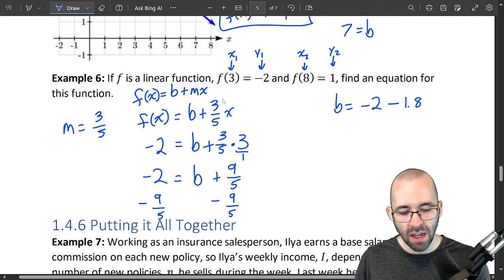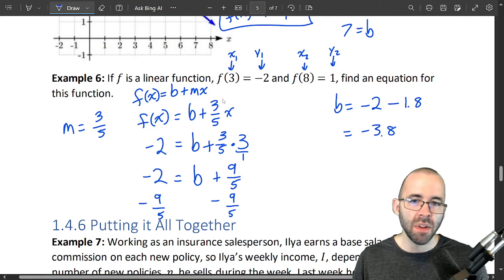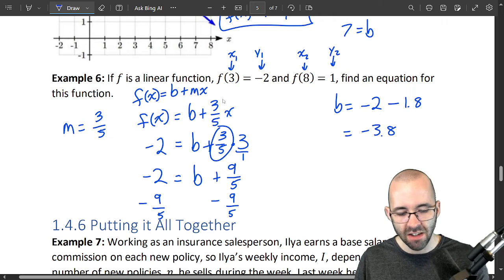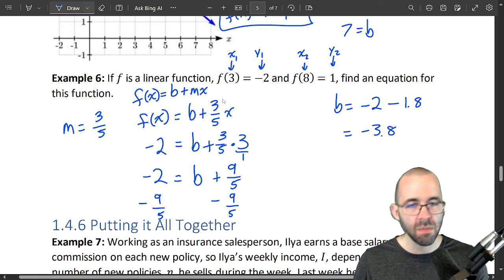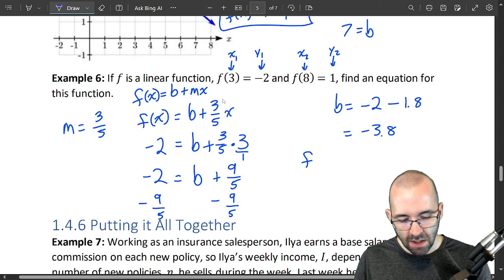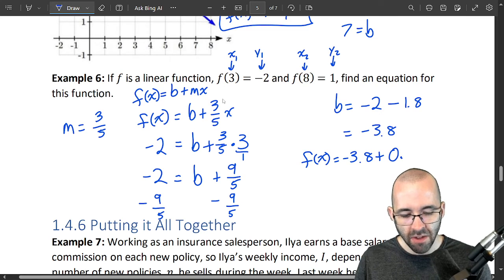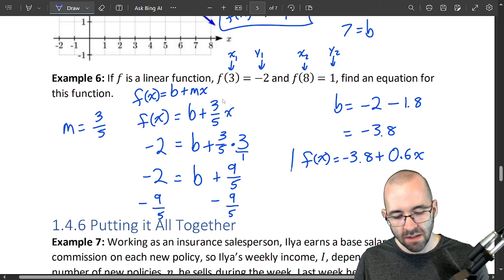9/5 is also 1.8. You could write this as -3.8 if you want. But then that's kind of weird because we have a fraction here and a decimal here. Usually good to be consistent. Let's have either both of them fractions or both of them decimals. So f of x is equal to b, which is -3.8, plus the slope. Let's convert that 3/5 to a decimal, 0.6, times x as our answer.